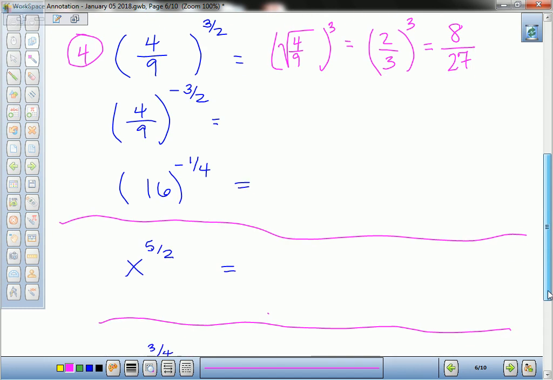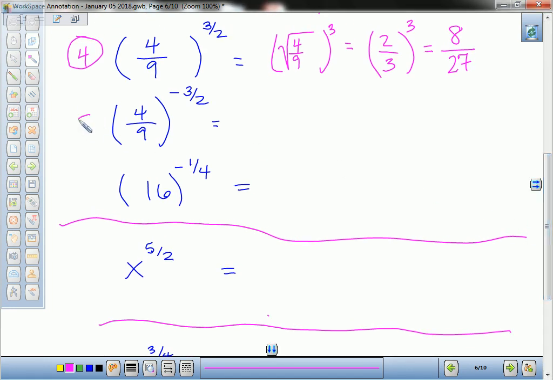Okay, so we talked about negative exponents already. So we know with negative exponents, they have to move. Well, if we have a fraction raised to a negative exponent, when we move this here, move that there, basically, it's the reciprocal. We're flipping the fraction.